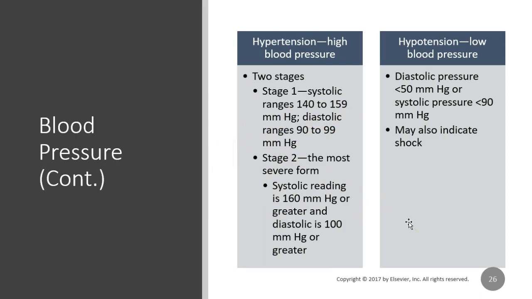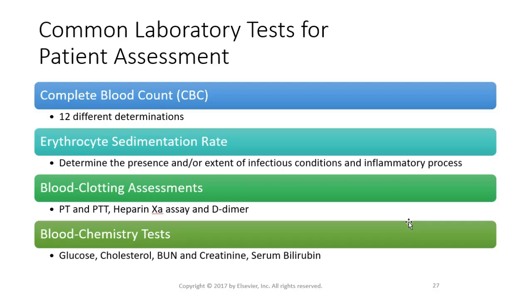And hypotension is low pressure. I don't know why they have this backwards, but your systolic pressure is less than 90 and your diastolic is less than 50. Your common laboratory tests for patient assessment, you have your CBC, which runs 12 different determinations. We can find out a lot from a CBC.